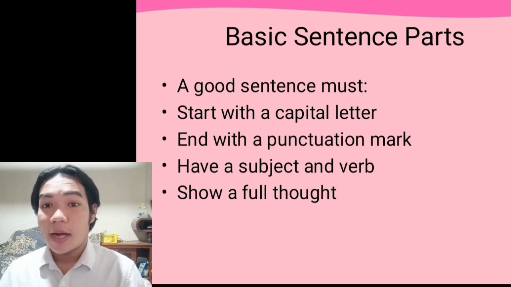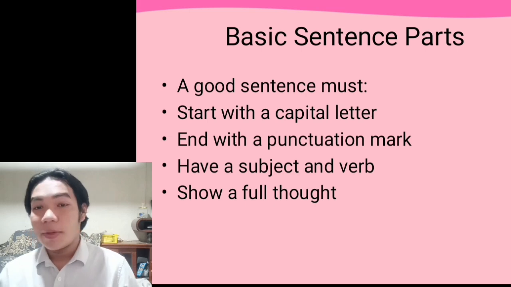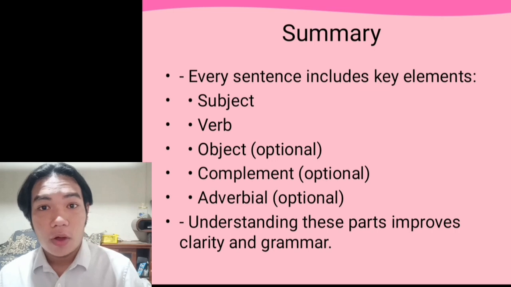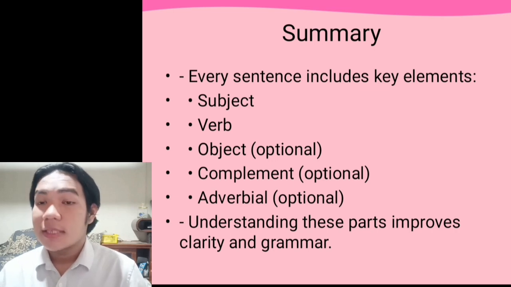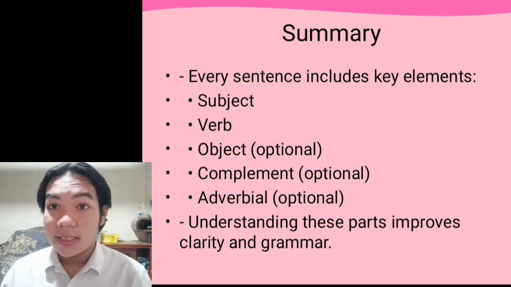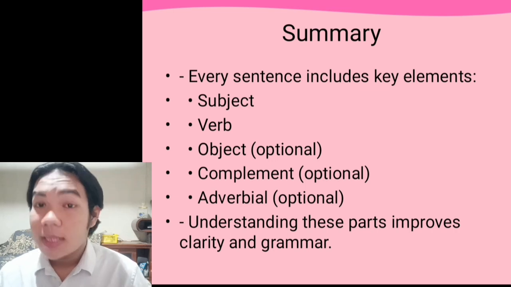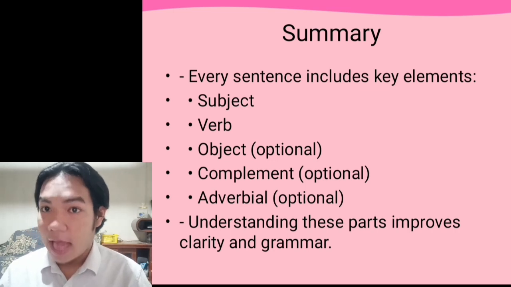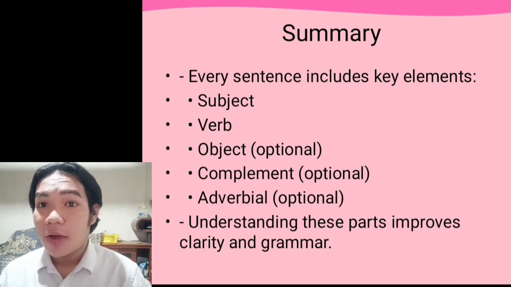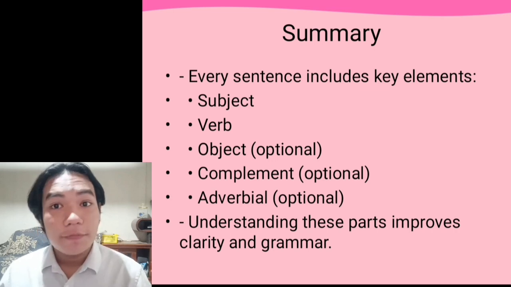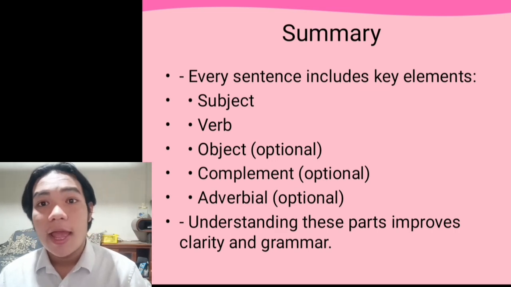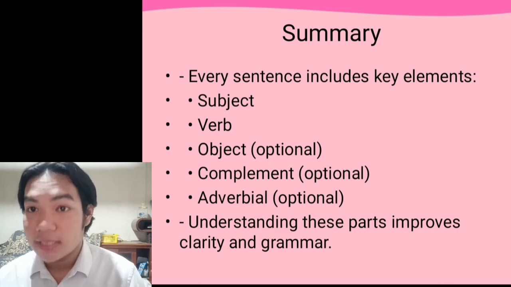There are main parts of a sentence. This is the summary. The core parts of a sentence are subject, verb, object, complement, and adverbial. Subject: who or what the sentence is about. Verb: the action or state. Object: who or what receives the action. Complement: describes the subject or object. Adverbial: adds more detail, such as time, place, and manner. And predicate: everything that tells us more about the subject.